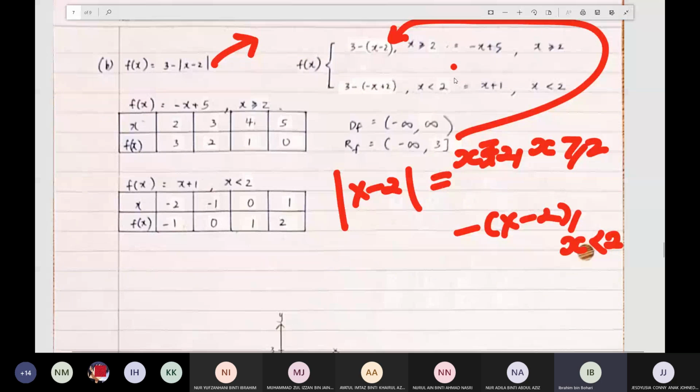And the domain here greater than or equal to 2. And second function, 3 minus x minus 2, and function here equals x plus 1, and domain here less than 2. And you punya tables sama, greater than or equal to 2. So the first value here at 2, 3. And the second function less than 2, first value here equals 1, 2.